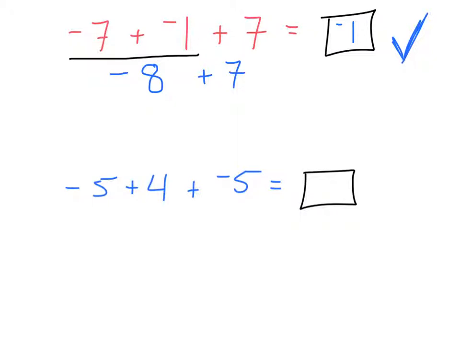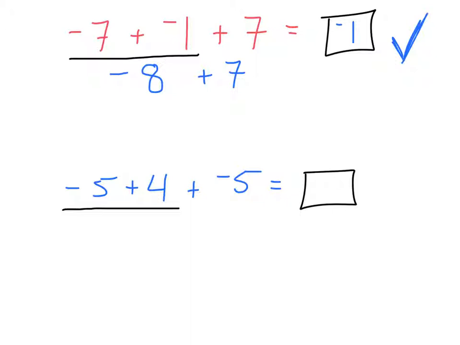Now pause the video, try this next one on yourself, and then unpause the video when you're ready to see what I have done. Alright, so remember, work left to right in order of operations. So we have a negative 5 plus 4. Remember that we have opposite signs, so we're trying to find the difference between the two first. So the difference between 5 and 4 is 1.